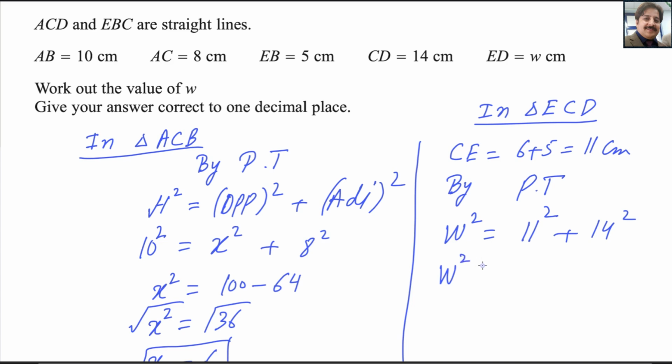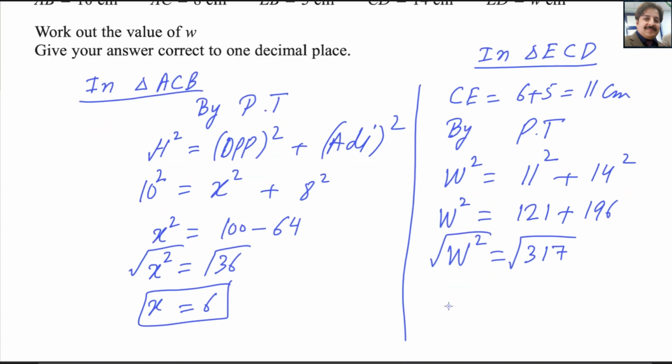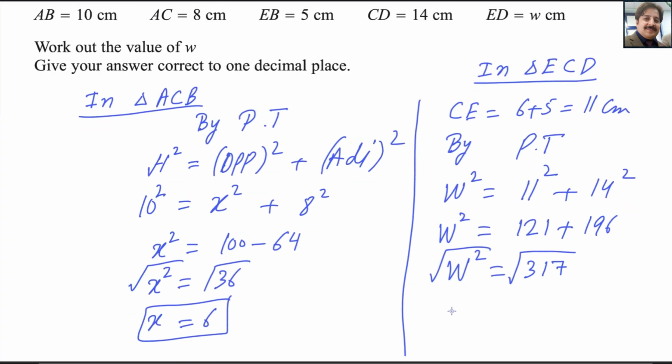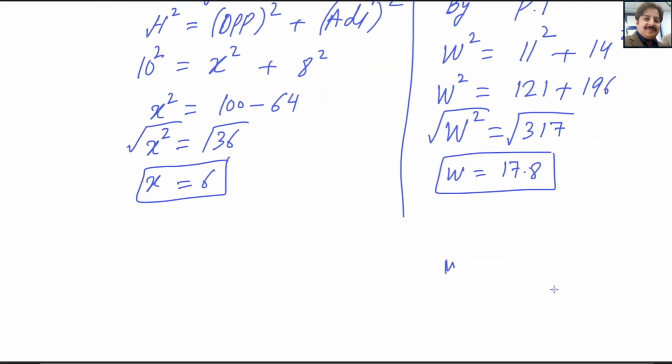W squared will be equal to 11 squared is 121 plus 14 squared is 196. Add them together, 317. Take the square root of both sides to get rid of the square. Solving it, we will get the answer for W. W will be equal to 17.8. This is the answer.